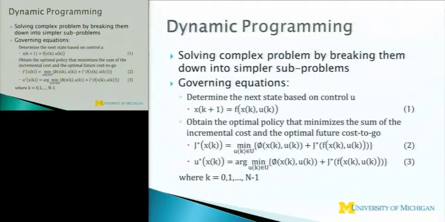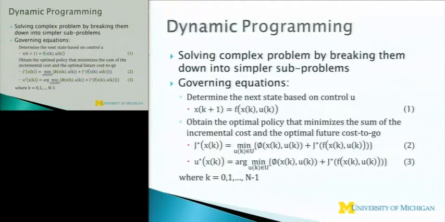The second equation is called the Hamilton-Jacobi-Bellman equation. By solving for J star, we will minimize the sum of the incremental cost phi and the optimal future cost to go. The last term on the second equation here is actually the J star of the next step. So this explains that dynamic programming works backward. It works from step n-1 to step 0.